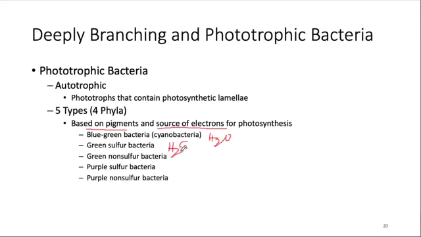It's the same with purple sulfur. The pigments that are produced are the ones that are listed. The green sulfur will produce green pigment, and purple sulfur will produce purple pigment as well. And then you have the green non-sulfur and the purple non-sulfur. They will use organic molecules as a source of their electrons. Okay.